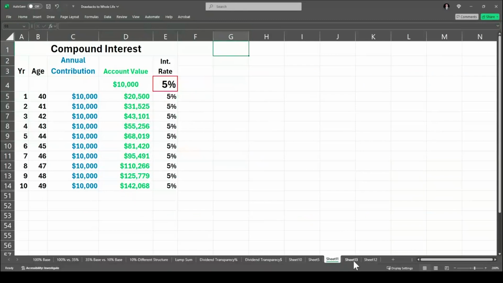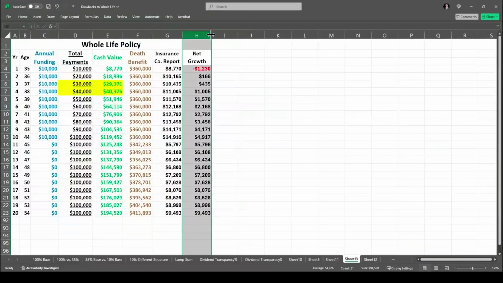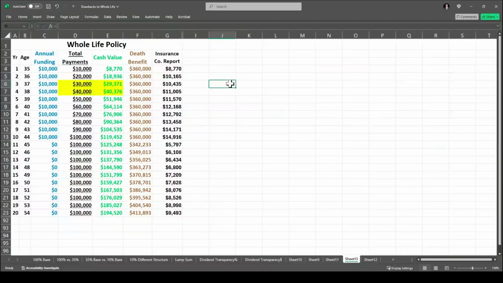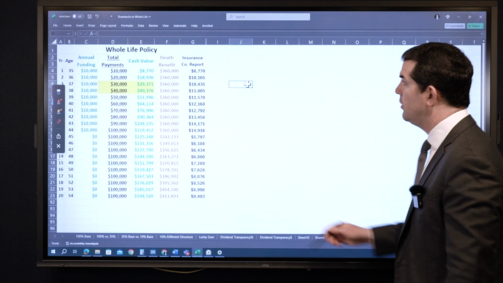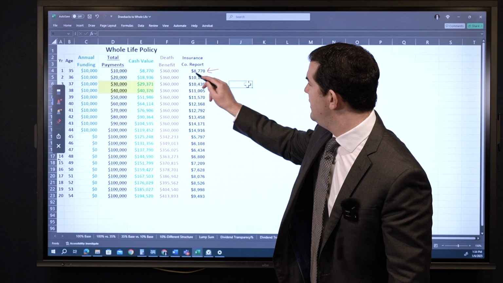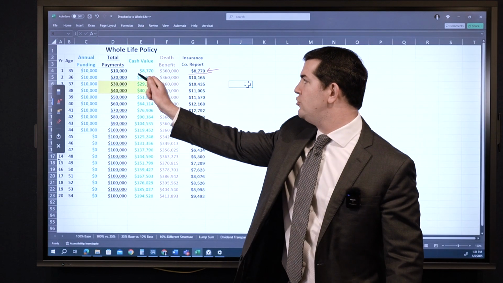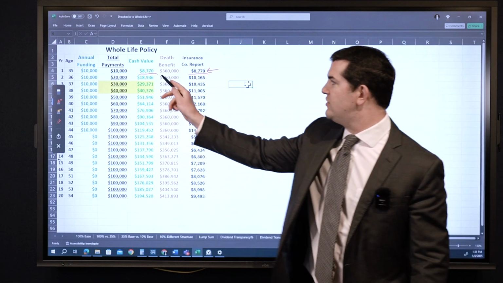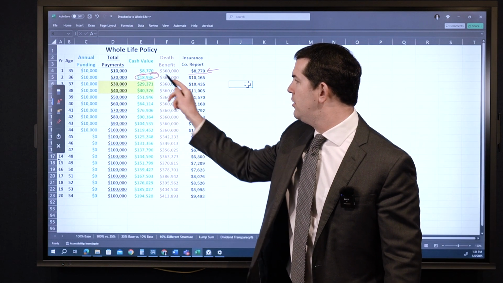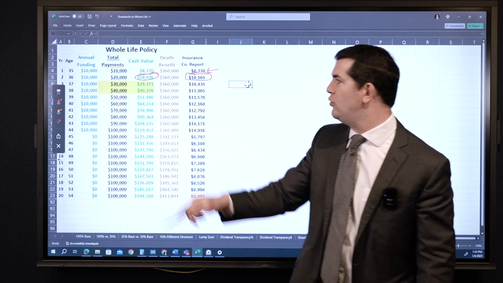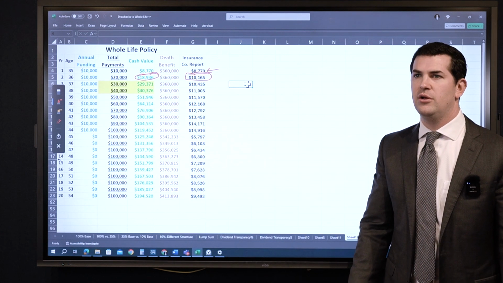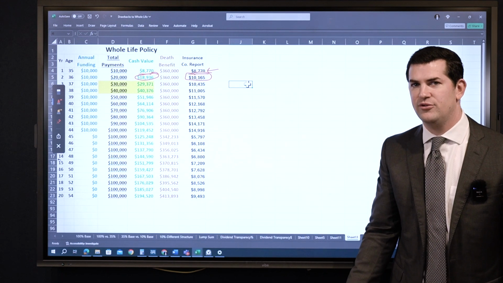Here's our compound interest calculator. Here's what we're going to look at. So same policy. First, we've got what we just saw. So here's the insurance company's report. This is showing in the first year a net cash value increase of $87.70, which matches your first year cash value. The second year, it's showing an increase of $10,165, but you added $10,000.